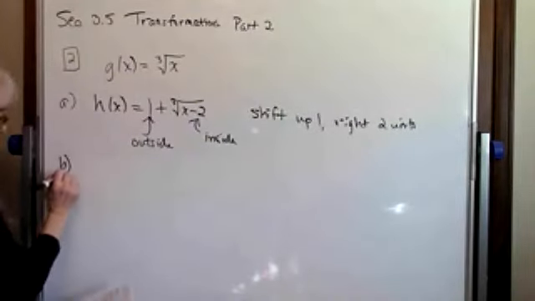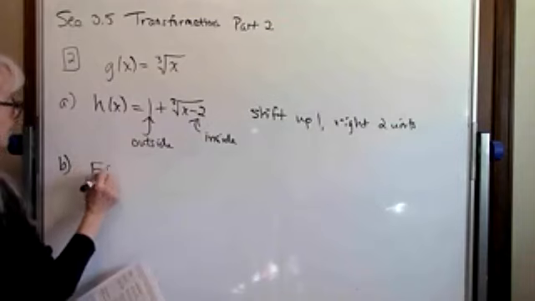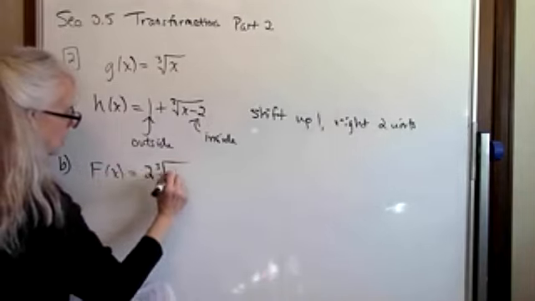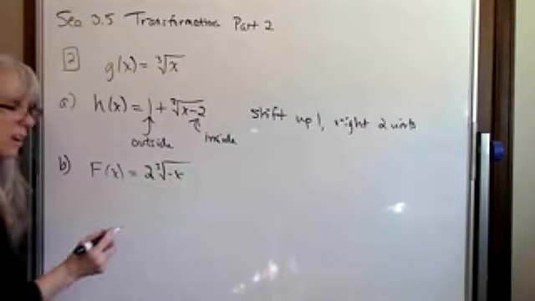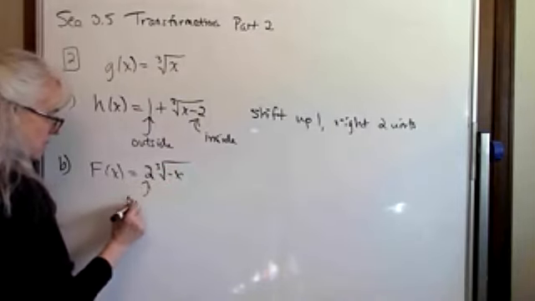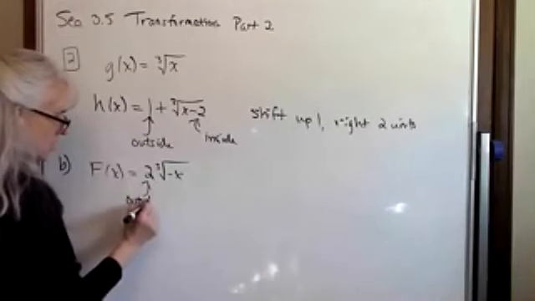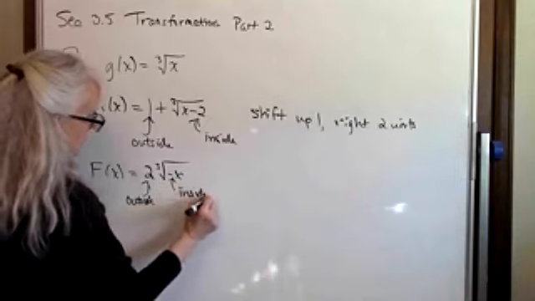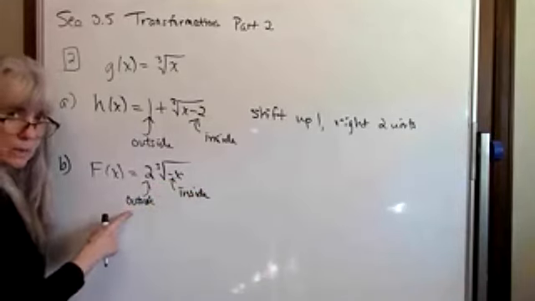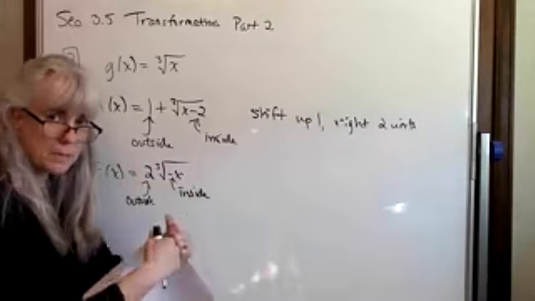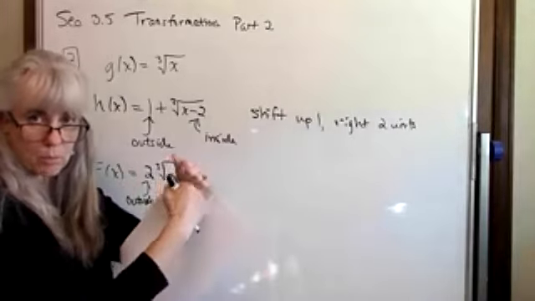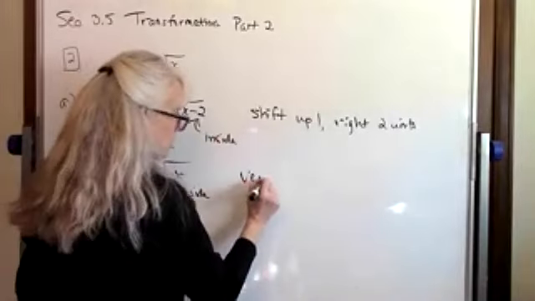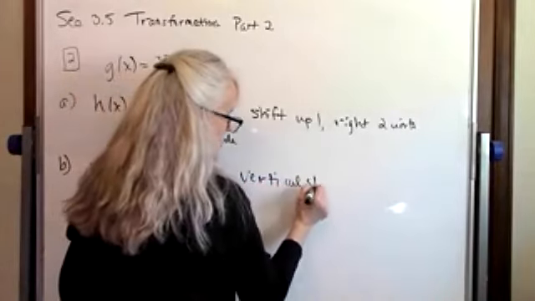Part B says capital F of x is equal to 2 times the cube root of negative x. We have 2 things going on again. This 2 is outside because it's outside of the radical notation, so it's outside the function. That negative is inside because it's inside the radical. If it's outside, it does what it says. This time it's 2 times. So we're going to take each y value and multiply it by 2, which gives me a vertical stretch by 2.